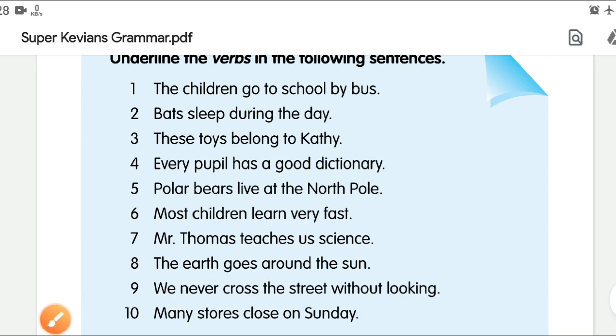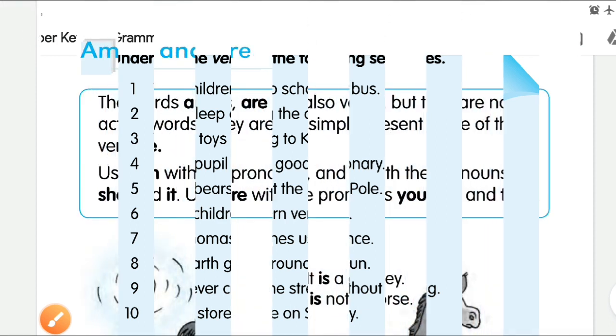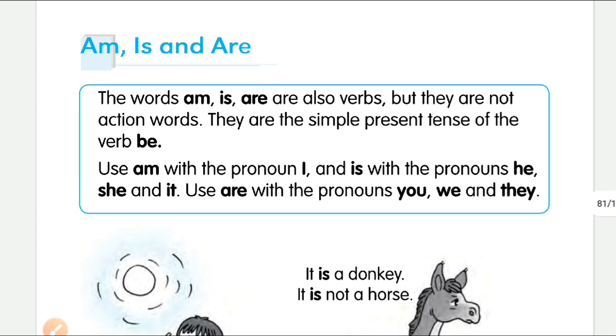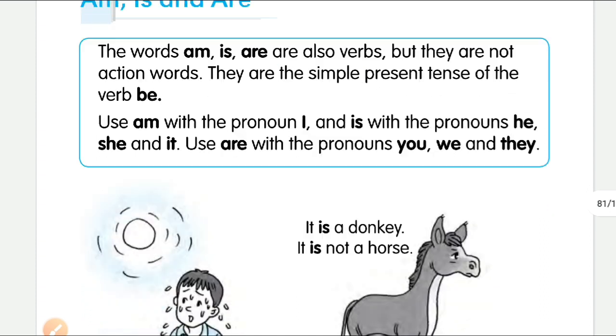So now we will move to the next part. In the next part, I am here with the use of is, am, and are. Is, am, are are also verbs, but they are not action words. They are the simple present tense of the verb be. So we call is, am, are be verbs also. Now we will learn about the uses of is, am, are.